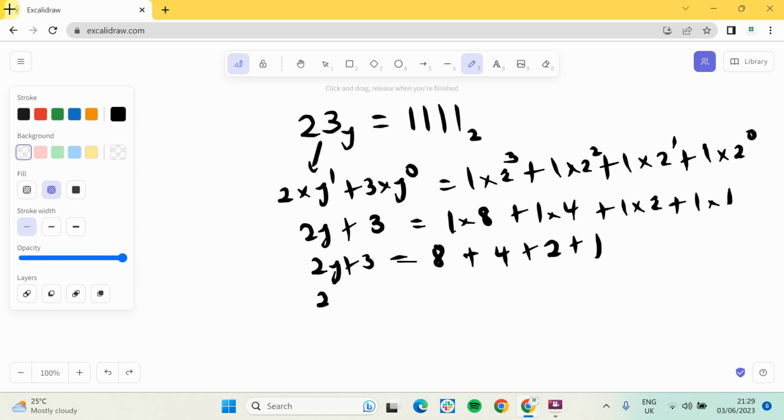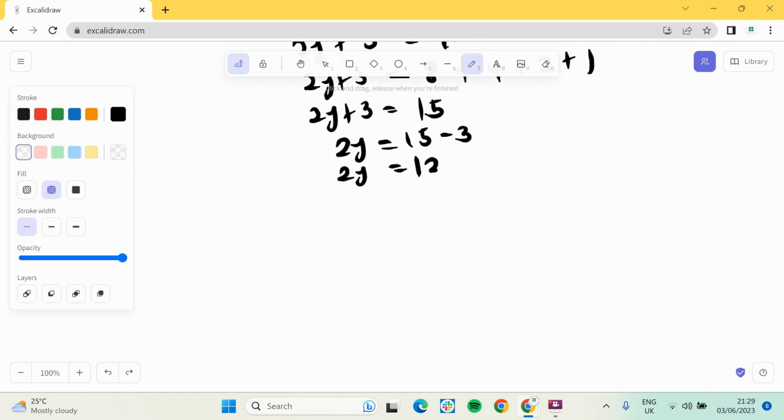Right? So let's simplify. 2y plus 3 is equal to 8 plus 4, that's 12, plus 2, that's 14, plus 1, that is 15. So let's collect like terms by taking this plus 3 to the other side. That will be 2y is equal to 15 minus 3, which is 12.